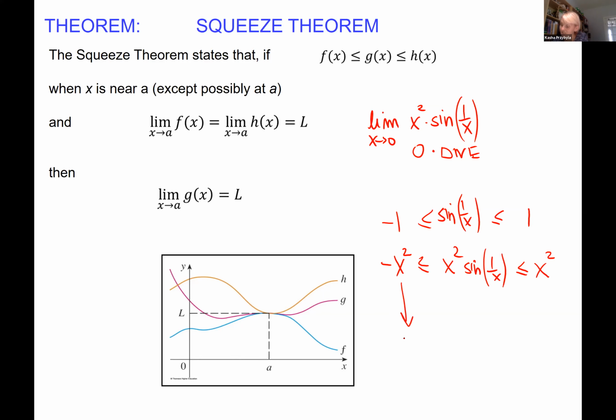As x goes to 0, this is 0. As x goes to 0, the right-hand side is 0. That means my middle function must be 0, because of the squeeze theorem. So now I'm definitely sure I do have a proof, I do have evidence that this is 0.